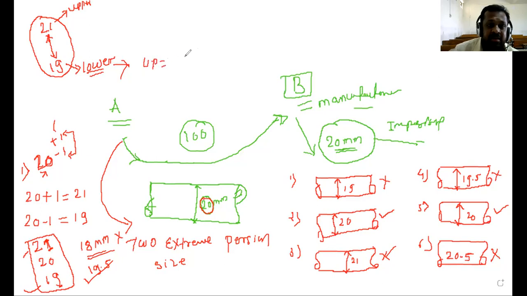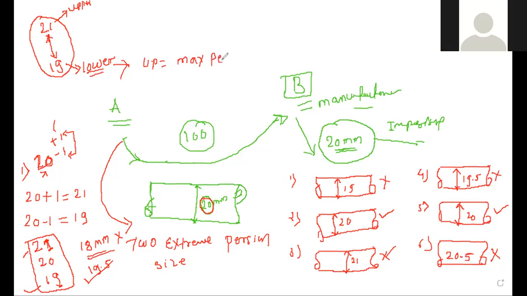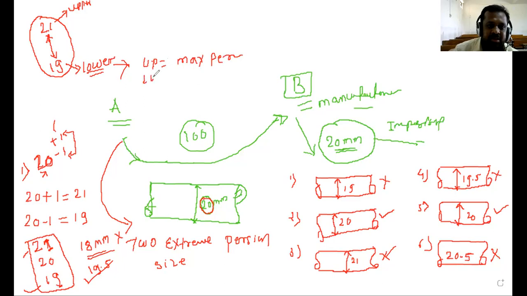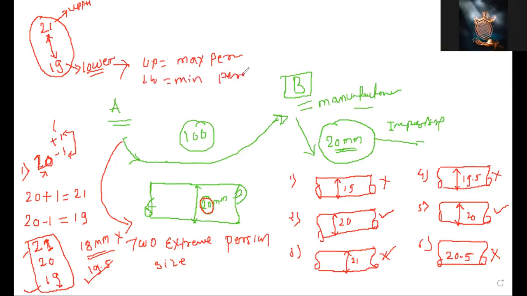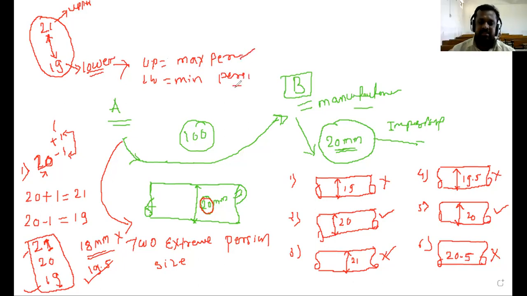Upper limit means it is the maximum permissible size. And here the lower limit is the minimum permissible size. म्हणजे इथपर्यंत मॅक्झिमम गेलं तरी चालतंय, मिनिमम इथपर्यंत चालतंय.